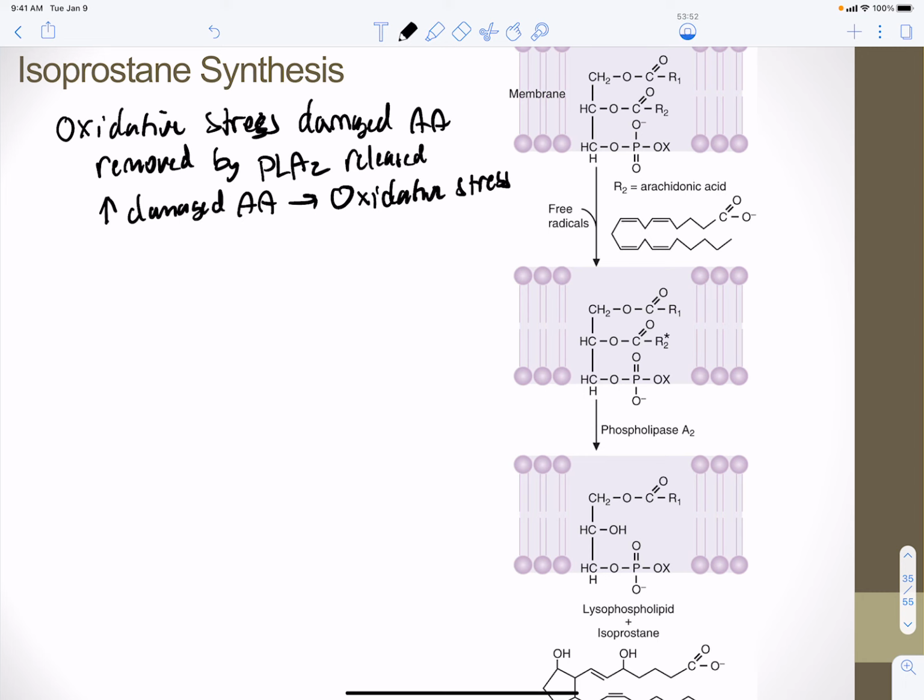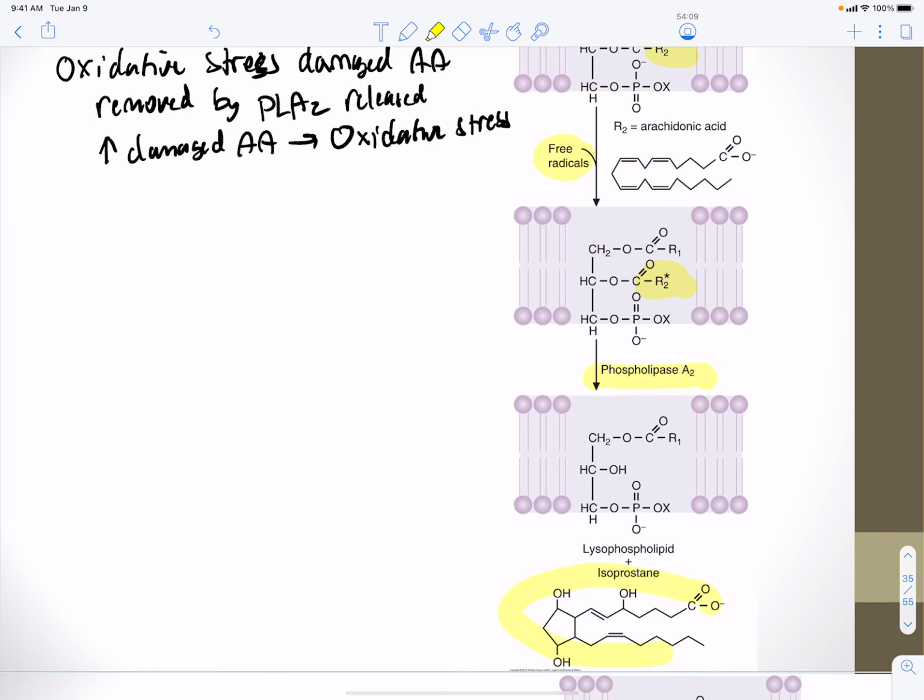Okay, and so here is your arachidonic acid, again in your R2 position. You have your radicals do damage, so now you have an R2 that has a star because it's been damaged. Phospholipase A2 will remove that, and then you get the damaged arachidonic acid, which is called isoprostane, circulating. So an increase of isoprostane is going to be an indicator of stress.